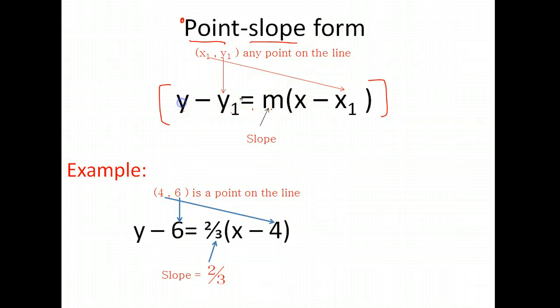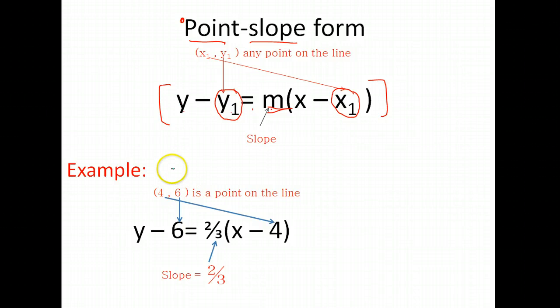Now, the y and the x that don't have a number with them, those will stay just y and x. You do not replace them with anything. The x1 and the y1, those are the numbers from whatever point you're given. And m is your slope.